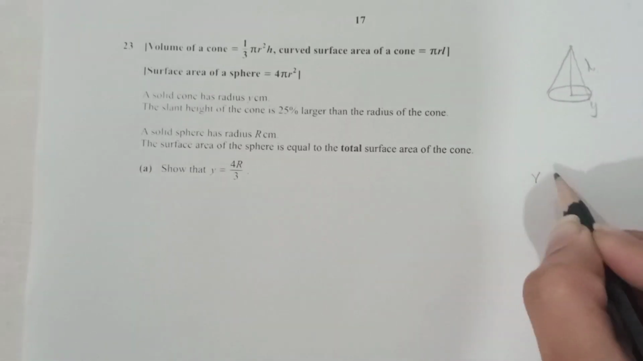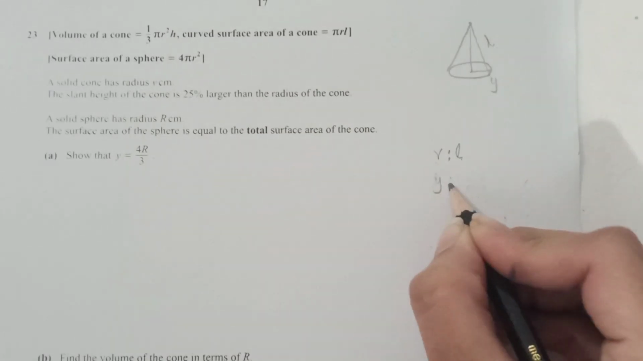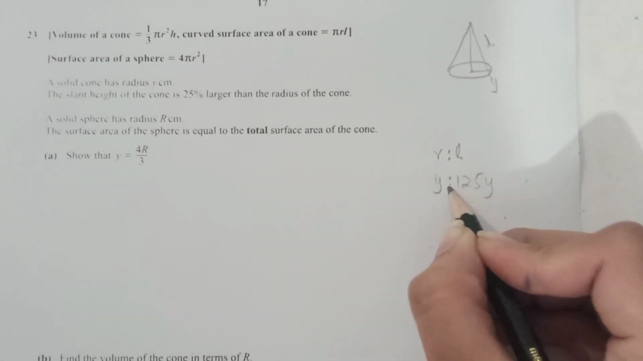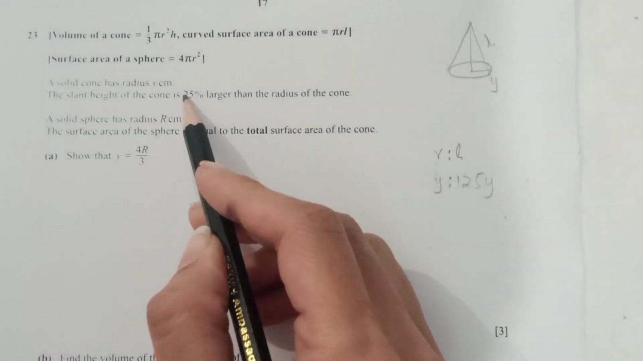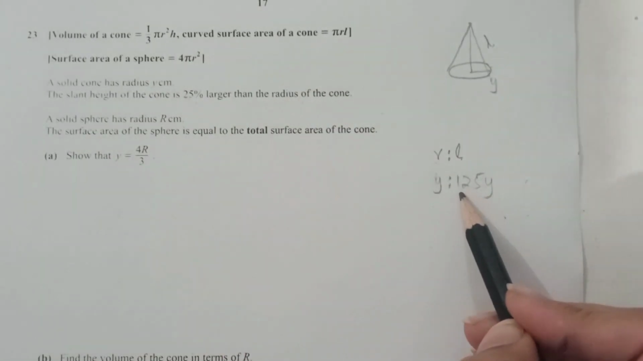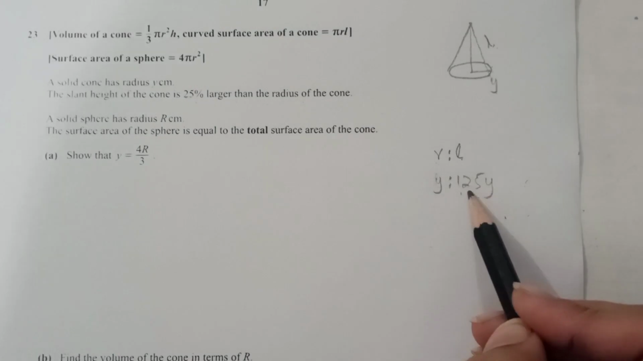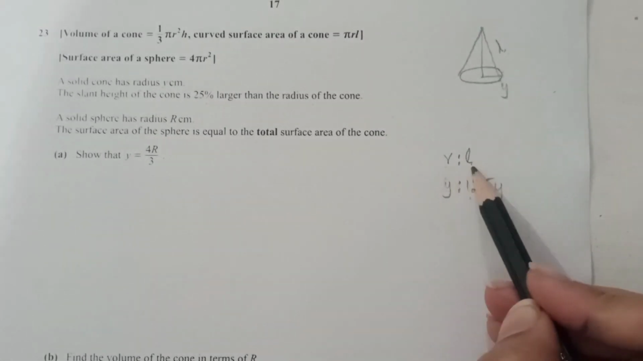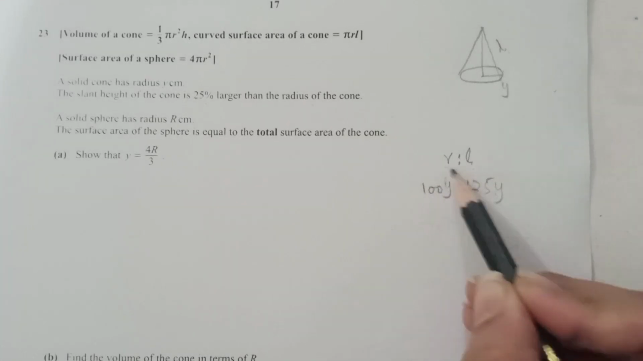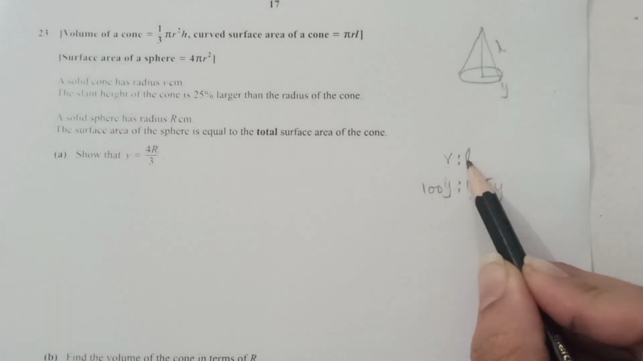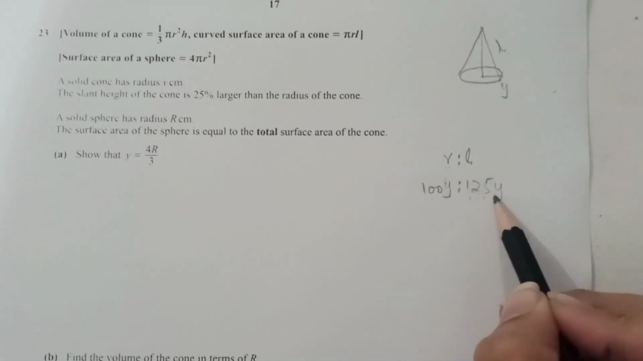We see the ratio of R and L: R is y and L is 125 y. That is 25% larger than the radius of the cone. It means we have to add 25 into 100, and that is the ratio between R and L. If the radius is 100 y, we have to add 25 into the slant height, which is 125 y.